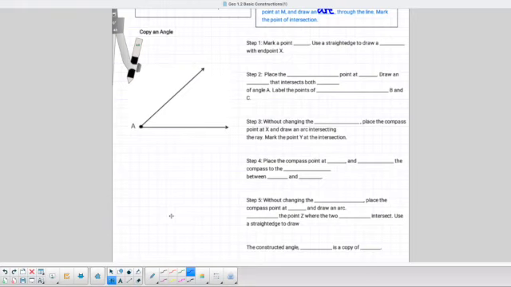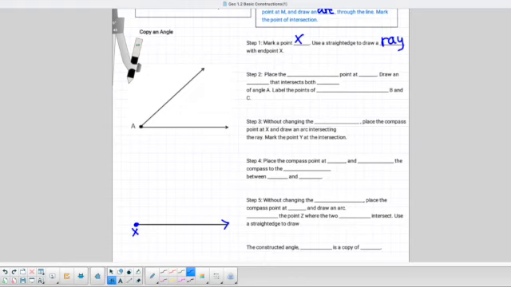So we are going to mark a point X. Use a straight edge to draw a ray with endpoint X. So we're going to do that down here. So we are copying that angle A. And this is our endpoint X. And since it's a ray, we have a point with a line extended in just one direction.